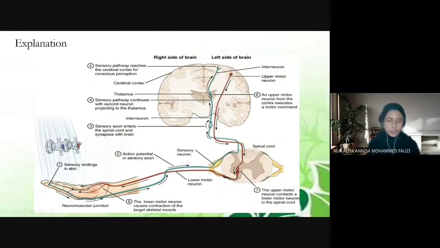After the brain processes, the brain will send information through the motor neuron, the red one here, through the spinal cord and to the hand. So you can see the motor neuron will take action from what the brain processed.